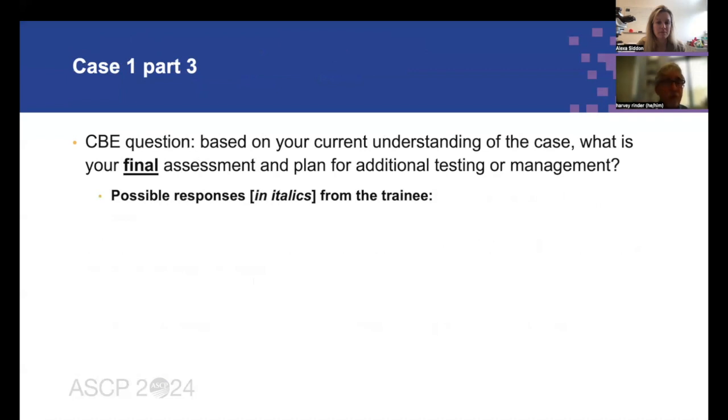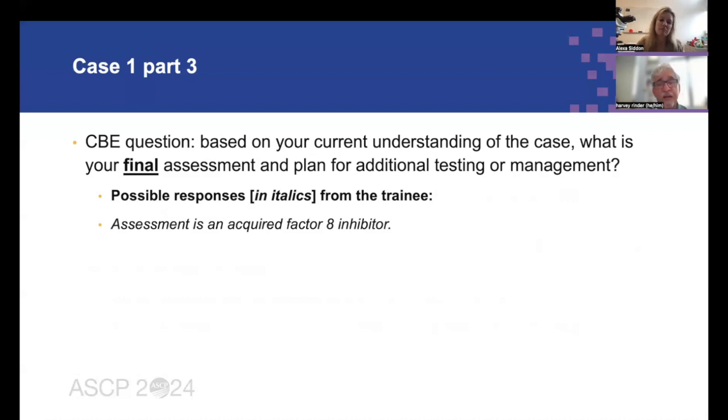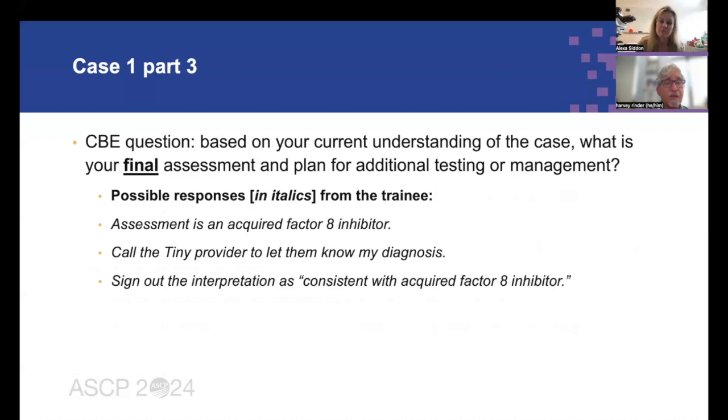All right. With this information, we go back to the resident. What's your final assessment and plan for additional testing or management? And here are possible responses from our trainee. They assess that the patient has an acquired factor VIII inhibitor. They're going to call the tiny provider to let them know the diagnosis. And they're going to sign out the interpretation as consistent with an acquired factor VIII inhibitor.